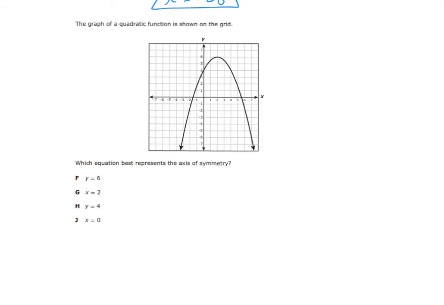For this question, the graph of a quadratic function is shown in the grid. Which equation best represents the axis of symmetry? Right. Now, the axis of symmetry, or the line of symmetry, is the line that divides the figure or any graph into two halves that are mirror images of each other, right? So the equation of the axis of symmetry will cut the graph into two parts as a mirror, right?